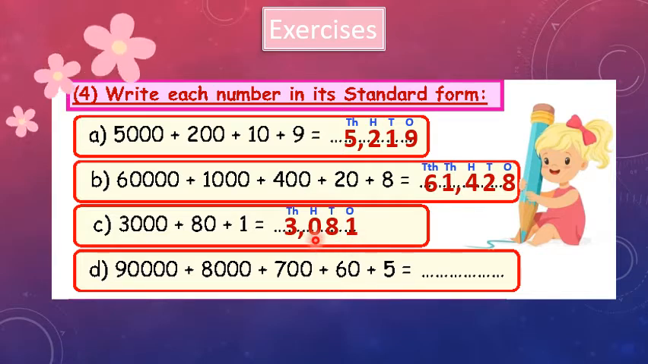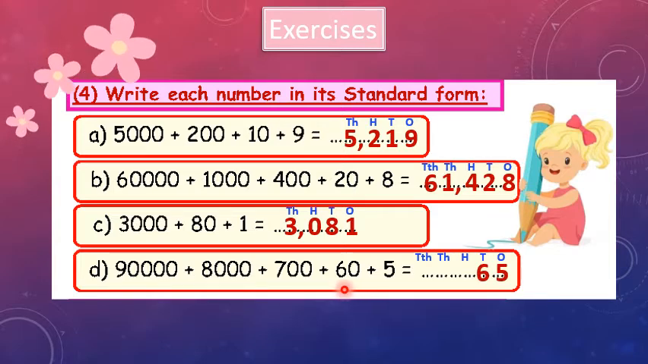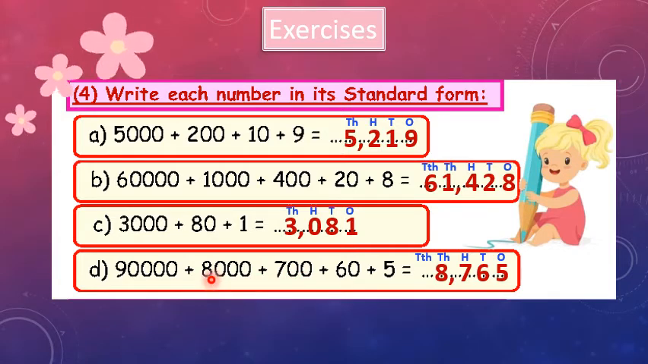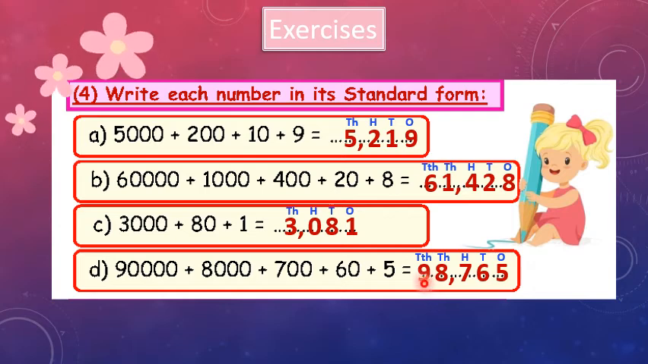Good job. Now let's go to the last one here. Here we have our place values: 5 in the ones place, 6 in the tens place, 7 in the hundreds place, 8 in the thousands place, and 9 in the ten-thousands place. And don't forget to put our comma. Then this number is called 98,765. Good job.